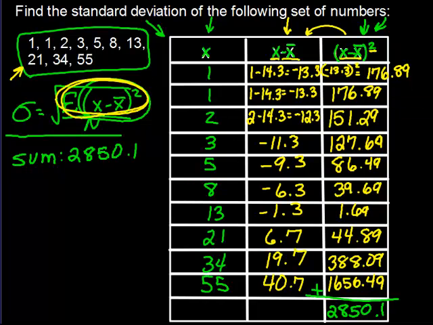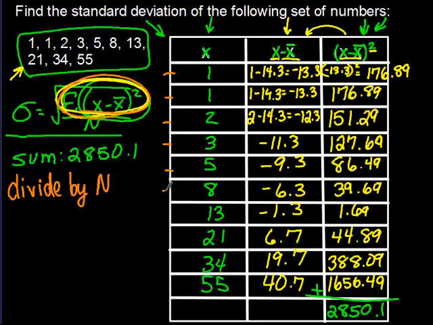That's the entire top piece. It says down here we want to divide this by n. In these problems for standard deviation, n is simply the total number of objects that we added together. In this case, we added 1, 2, 3, 4, 5, 6, 7, 8, 9, 10 things. So we want to take this 2,850.1 divided by 10.